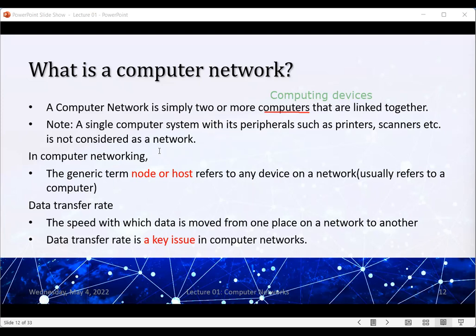Right? So the computer simply we can identify as a computing device. Your smartphone, it's a computing device. Your smartphone can receive the information and also can transmit the information, and also the data can be processed, right? Now let's say the scanner. Is it a computing device?